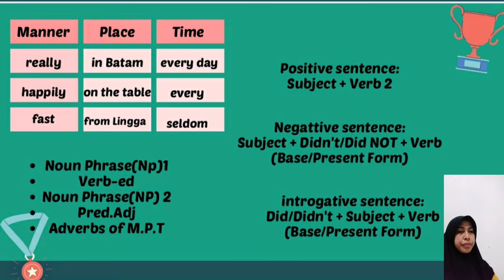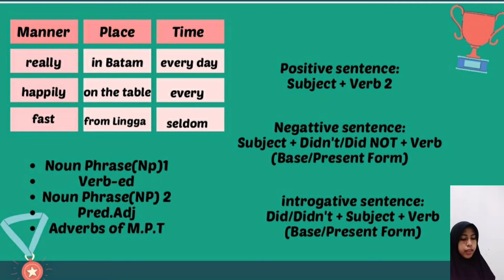MPT stands for M to manner, P to place, T to time. Manner, for example, really, happily, fast. Place, for example, in Batam, on the table, from Lingga. Time, for example, every day, every, and seldom.